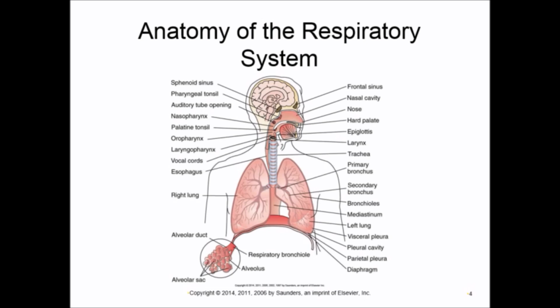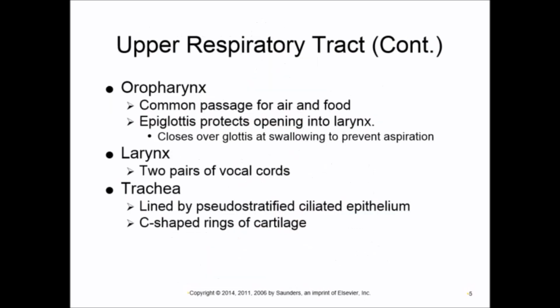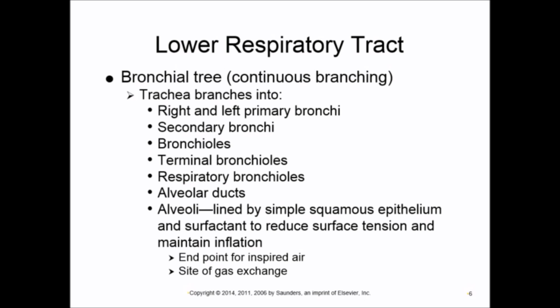So this is the picture showing us starting from the nose all the way. The last part right here is the alveolus, or the alveolar sac. That's the respiratory system. Upper will include also, so we said nasopharynx, oropharynx, larynx, trachea. This is all upper. Starting from the bronchial tree, going all the way to the alveoli, or the alveolar sac, that will be called lower respiratory tract.